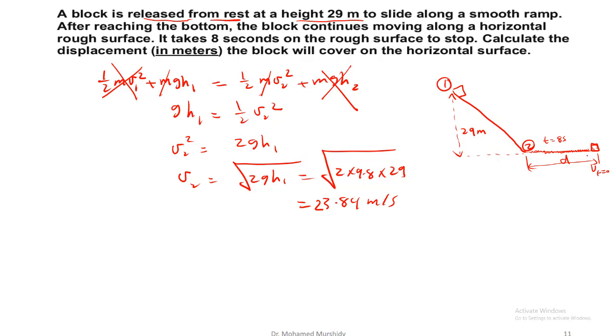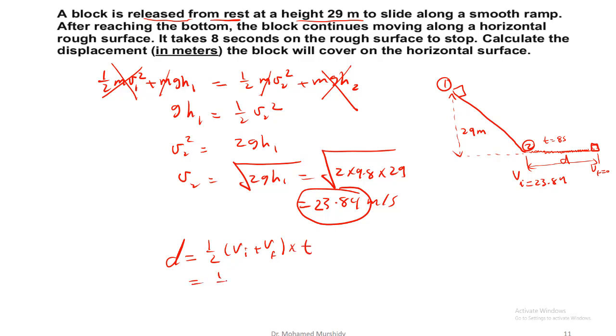Then it will continue moving in that direction. As long as we have a rough surface, the speed will not be constant. It decelerates and slows until after 8 seconds it will be 0. So we can consider, guys, this speed here as the initial velocity in the horizontal, equal to 23.84. Then we can use this simple equation to find the distance, since we have the initial velocity, v final, and the time. D equals half v initial plus v final, multiplied by the time.